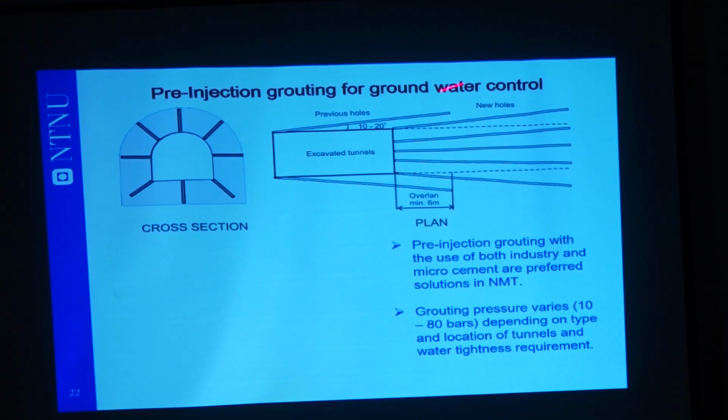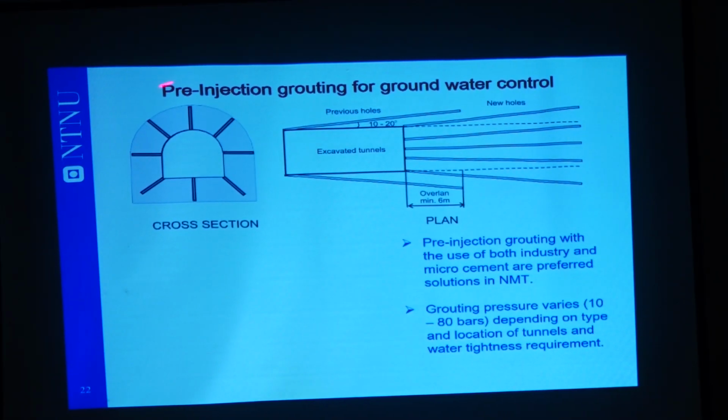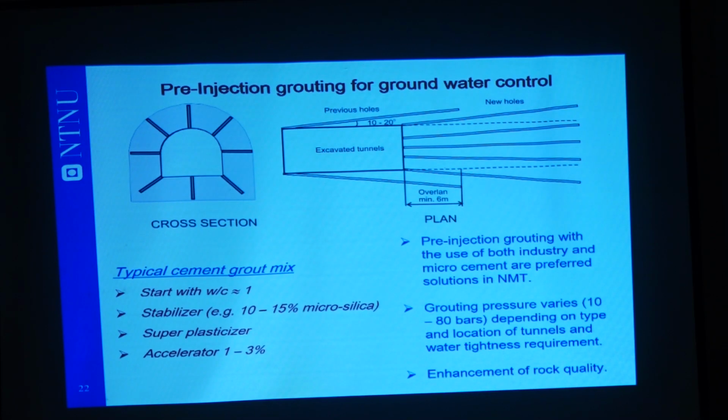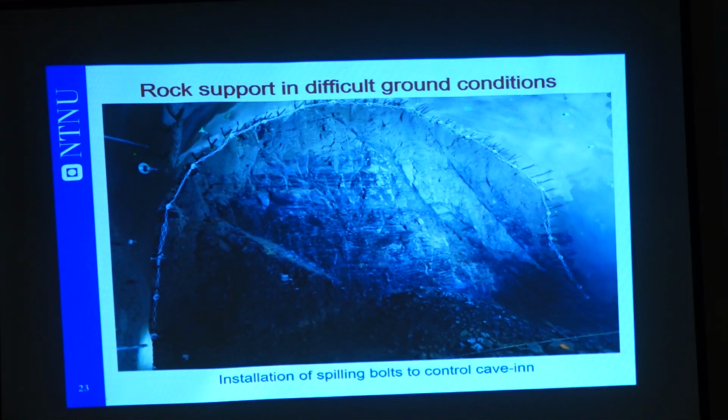And pre-injection is another way to save the money. Long holes and then do the pre-injection grouting to make a sealed area of the tunnel. And the typical grout mix could be this, and then this will enhance the quality of the rocks. And then this is for the typical ground condition area.